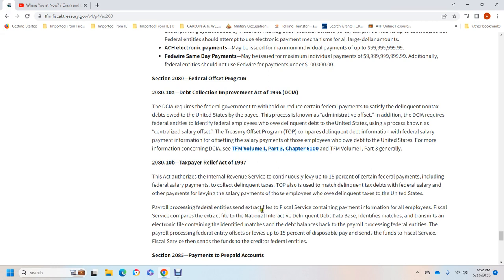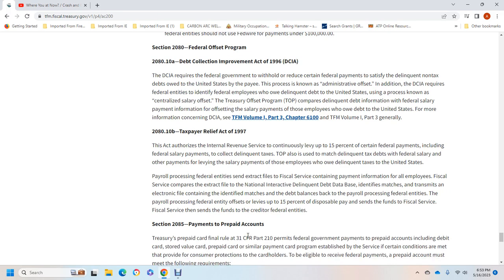The payroll processing federal entity sends an extract file with official certificates containing the payment information for all employees. The official certificate is compared with the extract file against the delinquent debt database to identify matches, and an electronic file containing the identified matches of debt balances is transmitted back to the payroll processing federal entity. The payroll processing federal entity offsets with levies of up to 15% of the disposable pay, and then sends the funds to the creditor federal entities.